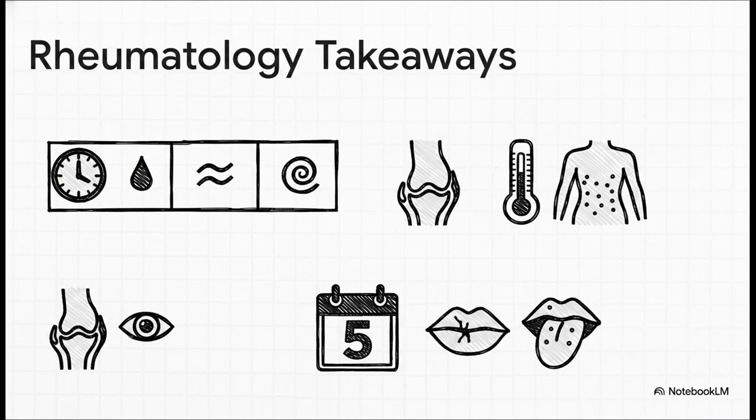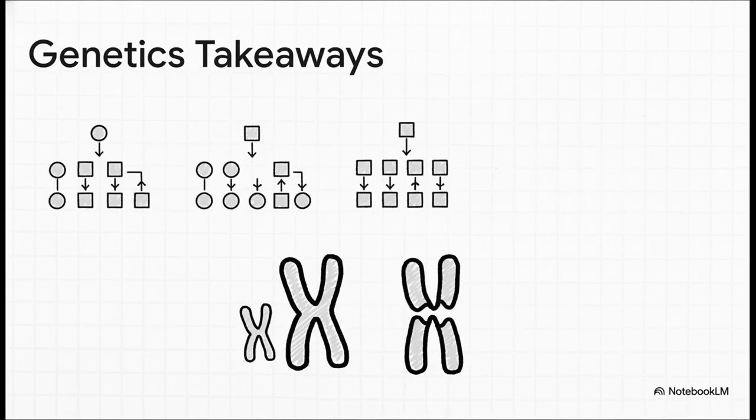Okay, time for a rapid-fire review. Let's lock in the rheumatology takeaways. First and foremost, always classify arthritis by duration. Is it acute, subacute, or chronic? For JIA, you've got to know the patterns. Oligoarticular is linked to uveitis, and systemic disease starts with that high fever. And for Kawasaki, it all comes down to that 5-day fever plus those classic signs like the strawberry tongue and red, cracked lips.